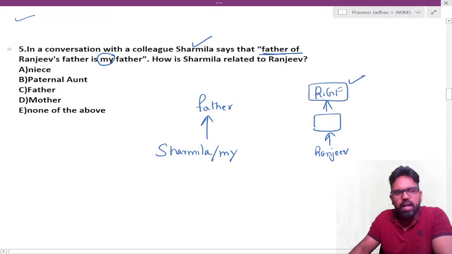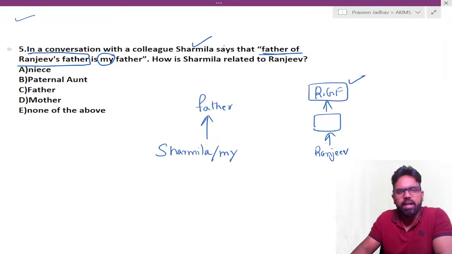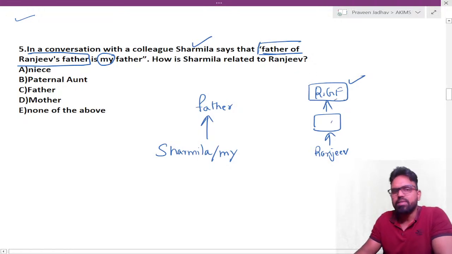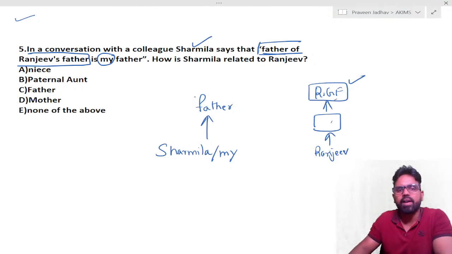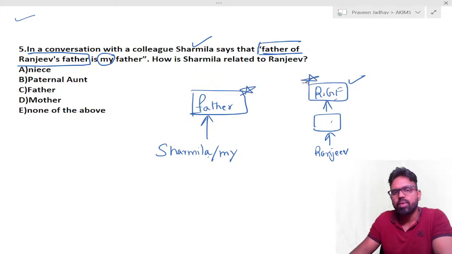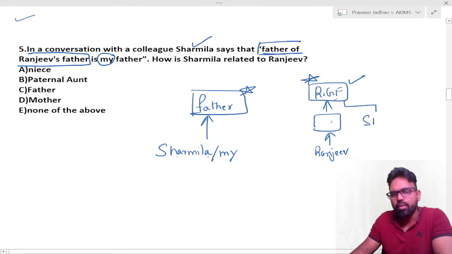If you read it till here, father of Rajiv's father, what will you get? Father of Rajiv's father is my father. This guy here and this guy here are one and the same, right? Meaning Sharmila will be the daughter or the son of whom?